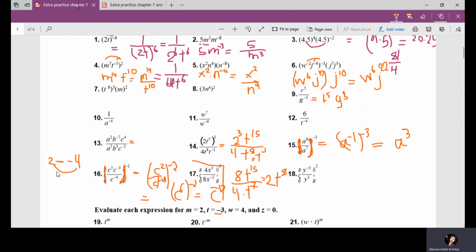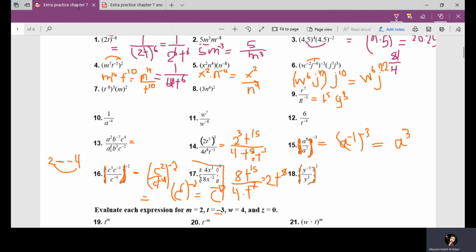I posted for you, by the way, the extra practice, which is the revision, in the file section. And I posted for you also the answers, because the answers will give you the correct one. But the most important thing, girls, make sure that you try them before you see the answer. If you face difficulty, please let me know.